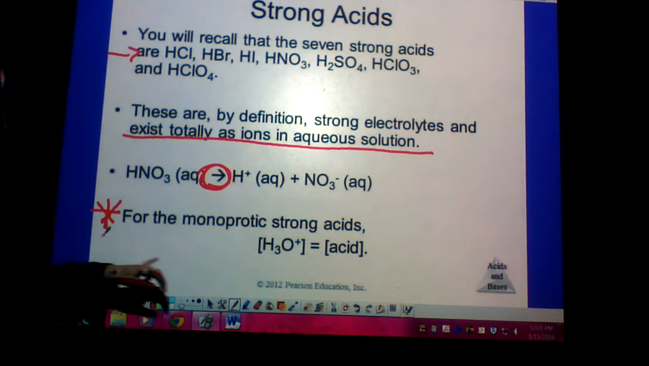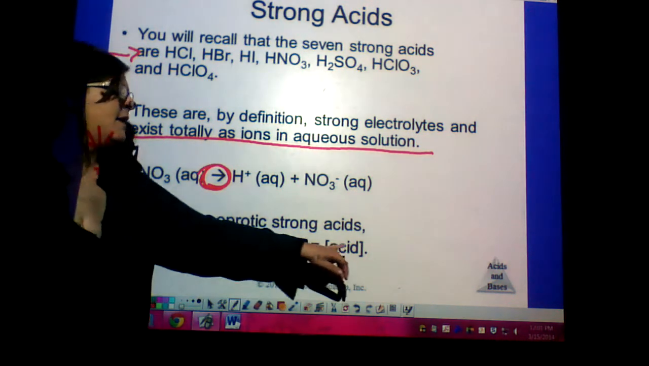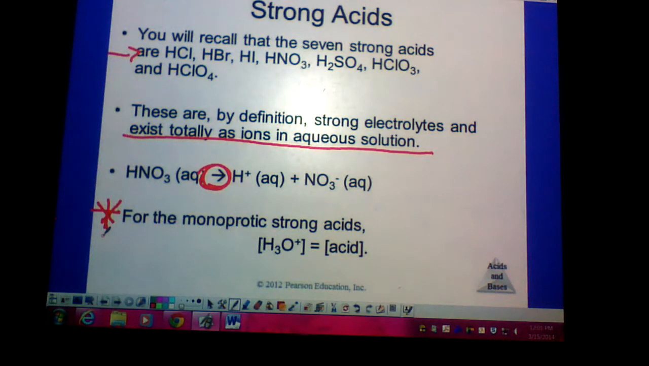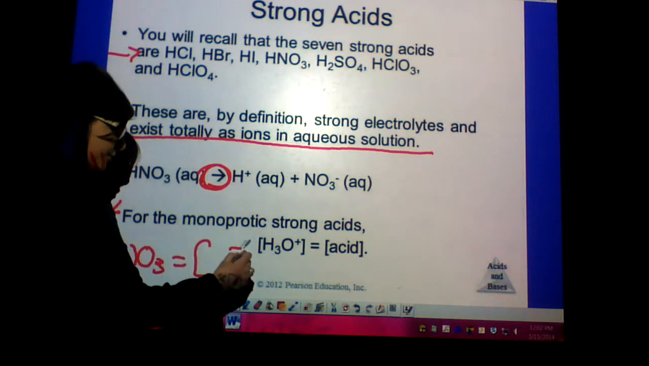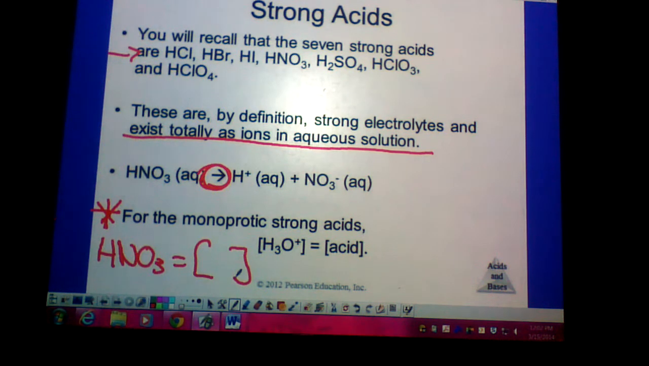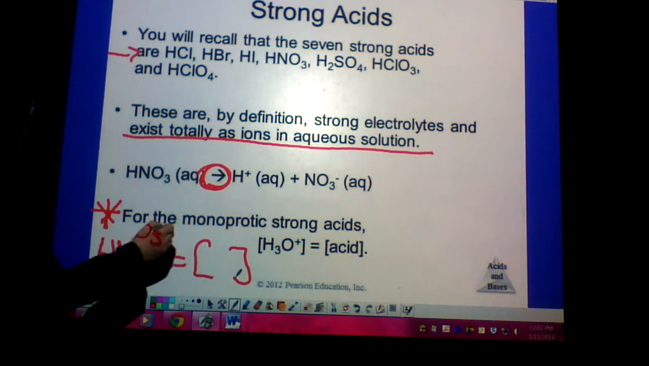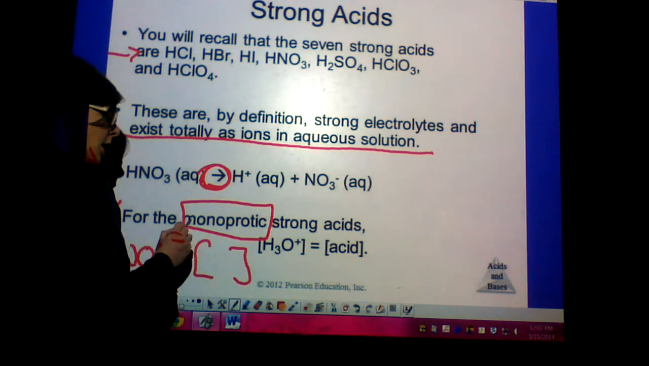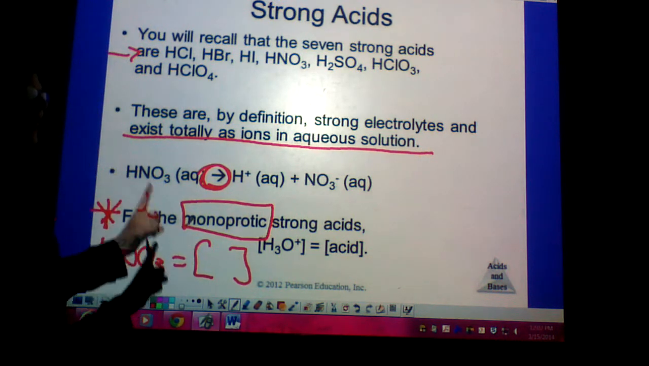For monoprotic acids, the hydronium concentration is simply equal to the concentration of that acid. So if I have, for example, HNO3, the hydronium concentration is just going to be equal to the concentration of whatever acid I have in a sample. So it's only true for monoprotic. What does monoprotic mean? Monoprotic means I have one hydrogen.